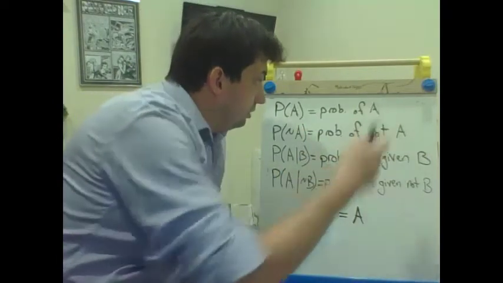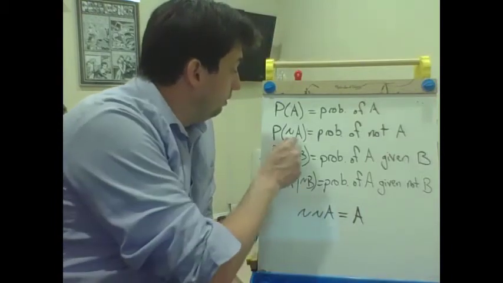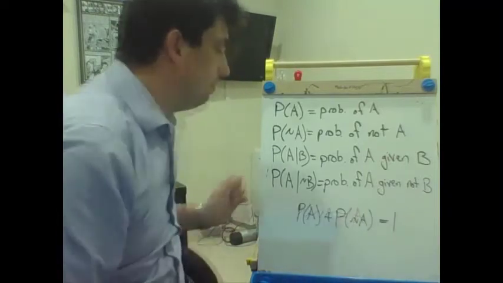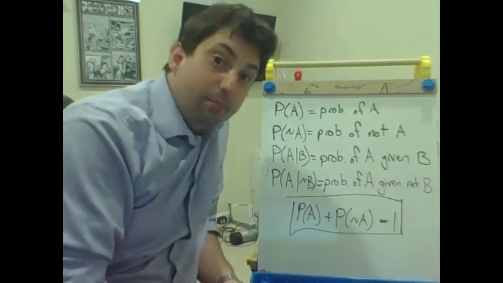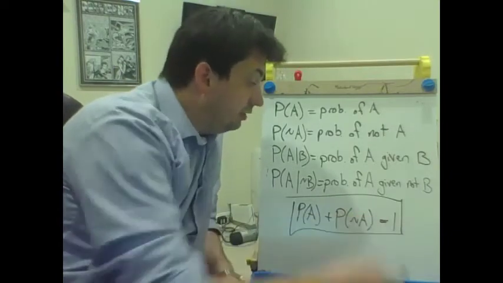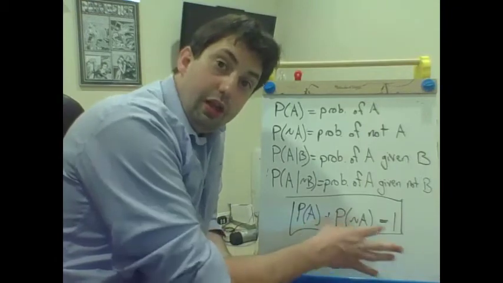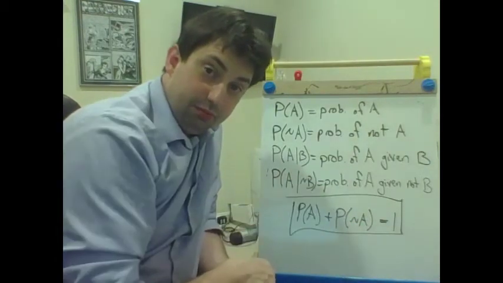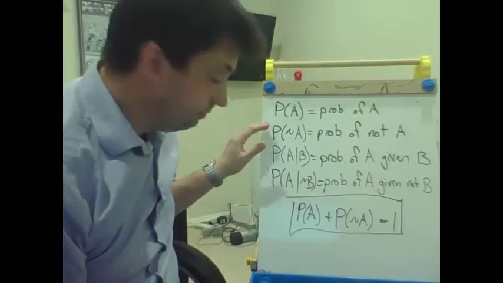So probability of A might be what is the chance it's going to rain. Probability of not A is what's the chance of it not going to rain. By definition, probability of A plus the probability of not A is always 1. These are mutually exclusive and they are completely exhaustive. Something either will happen or it won't. So that's that basic idea.